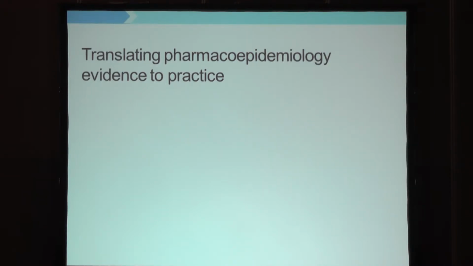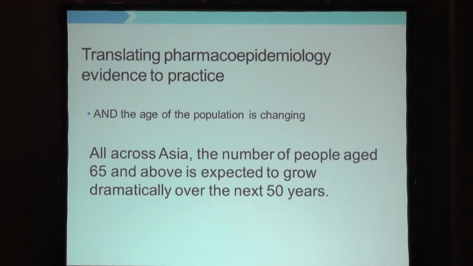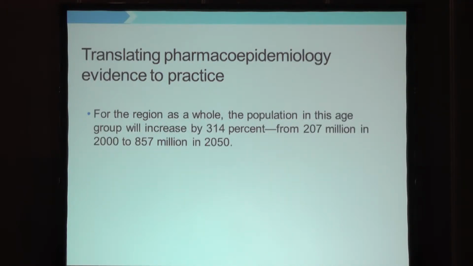So, translating this evidence into practice against a background of an ageing population. If we think all across Asia, in our country, in Australia, the number of people ageing and who will be over 65 is expected to grow dramatically in the next 50 years. And for the region as a whole, the population in this age group will increase by something like 314%. So as we try and understand and put our epidemiological research into practice, it's against this sort of changing landscape.